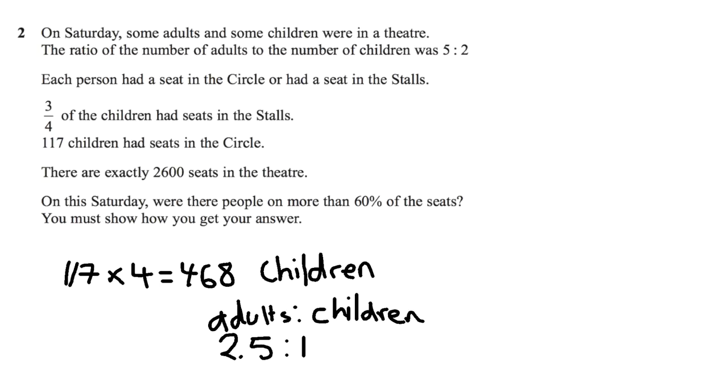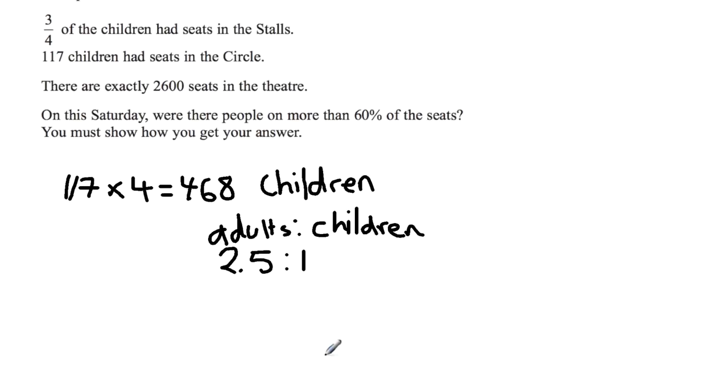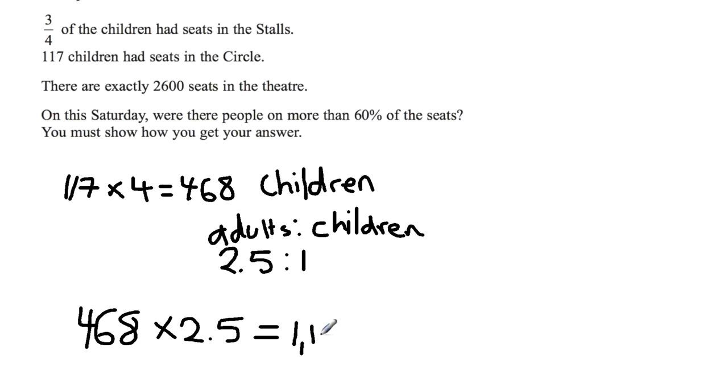Using the ratio, we're now going to multiply 468 by 2.5 to give us the total amount of adults. So therefore, the total amount of adults is 468 multiplied by 2.5, which equals 1,170 adults.